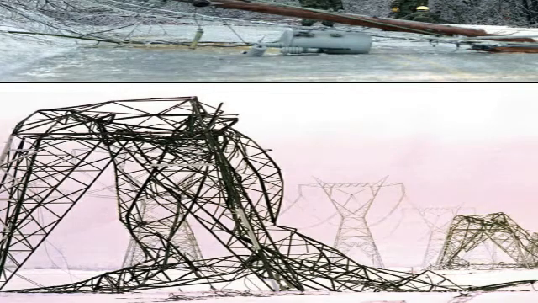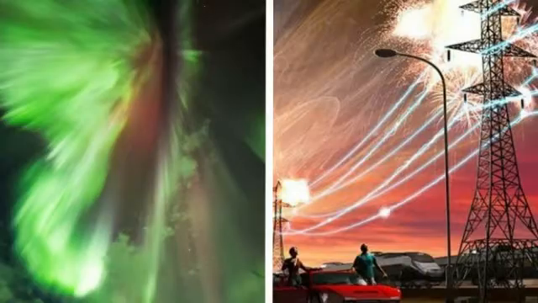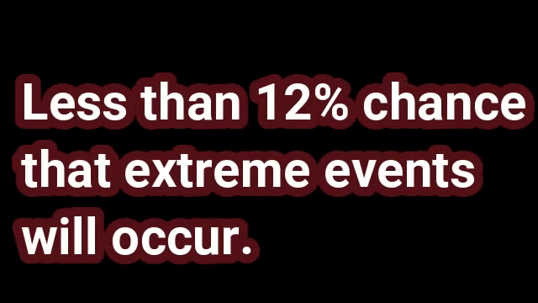Fewer storms mean fewer destructions to oil pipelines and power distribution grids, and thus societal impacts and financial loss from solar storms will be avoided. Researchers forecast a less than 12% chance of extreme events.